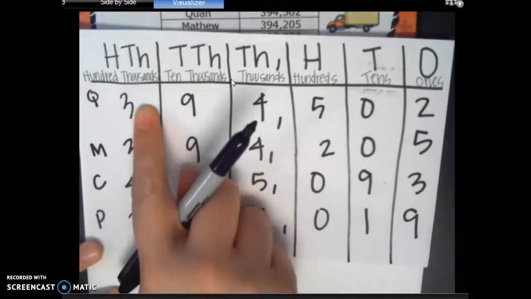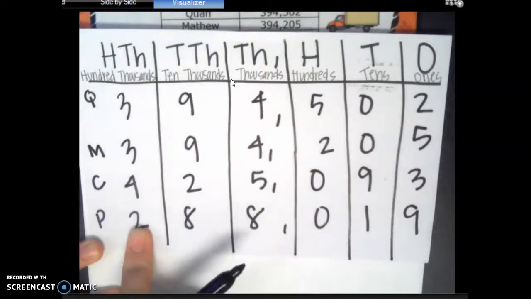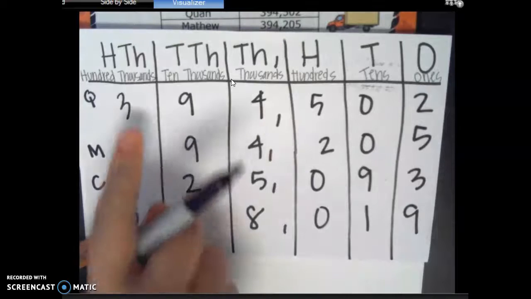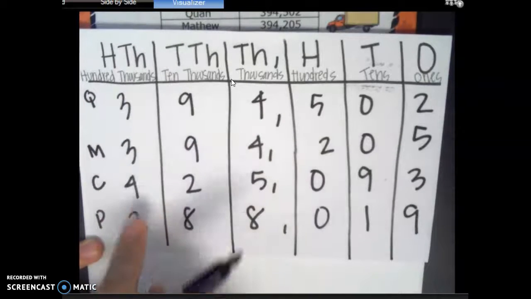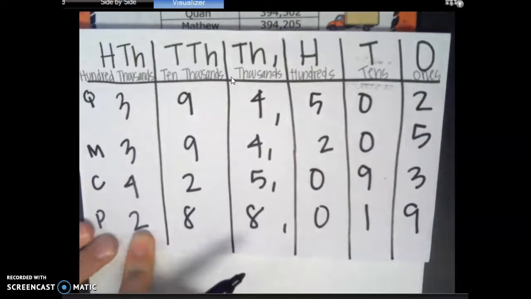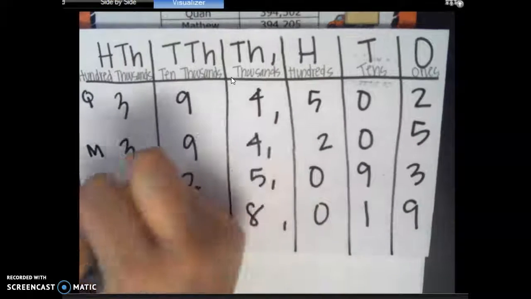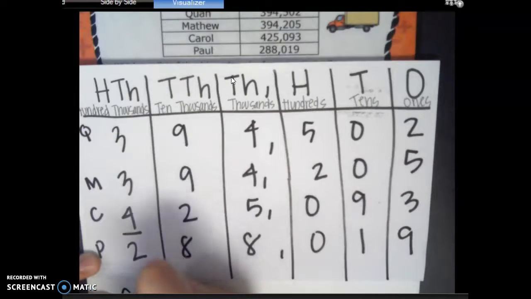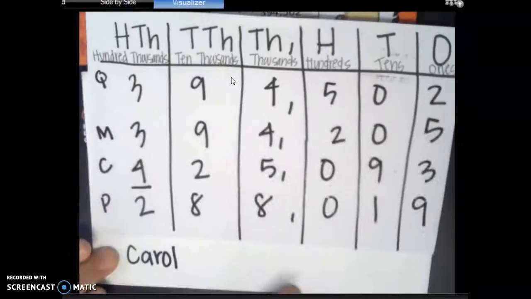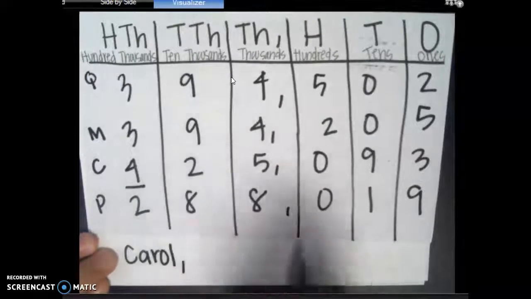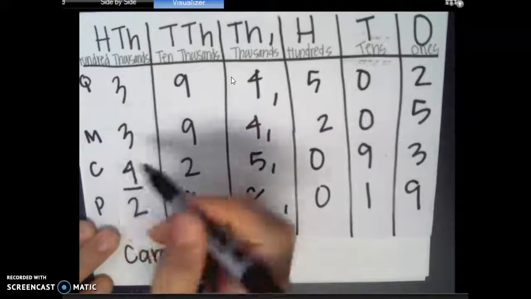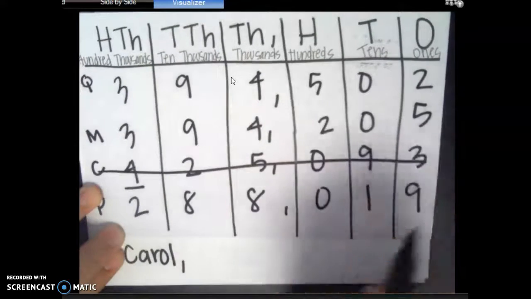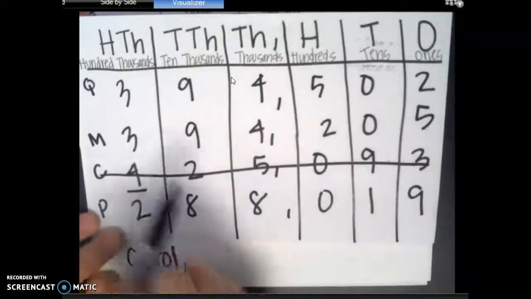Greatest. Start with the greatest place value that you have present in your number. We have a 3, a 3, a 4, and a 2. What's going to be the greatest number? Your 4. So I know that Carol drove the greatest number of miles, and I'm done with her number. Now I'm going to go to the next one.